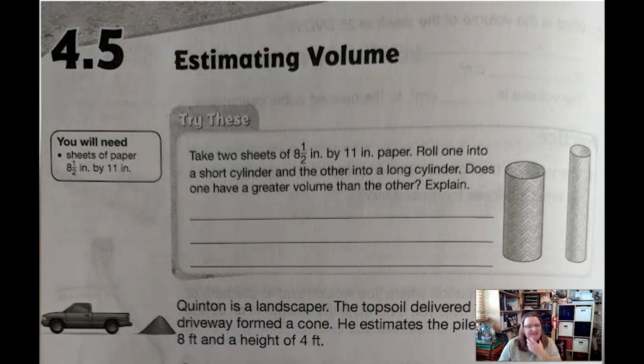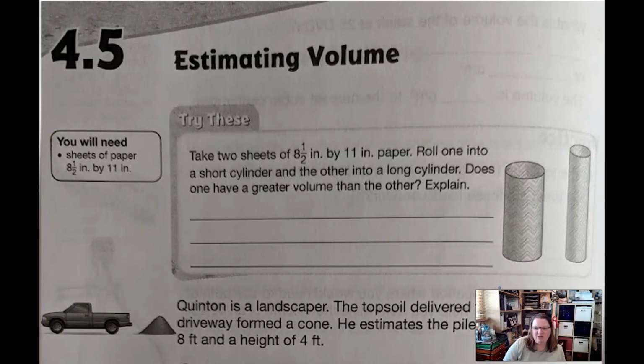Okay, so we've got our very beginning part here, the Try This. This is a really good thing to think about. They're going to have questions like this in the rest of the lessons. Take two sheets of 8.5 by 11 paper, that's just your normal notebook paper. Roll one into a short cylinder and one into a long cylinder. They're just asking you to roll one the short way and one the long way. So roll one this way, roll another one this way instead. And it's just asking, when you do that, does one have a greater volume than the other? So just think about it. When you look inside, does one have more space inside for something else?